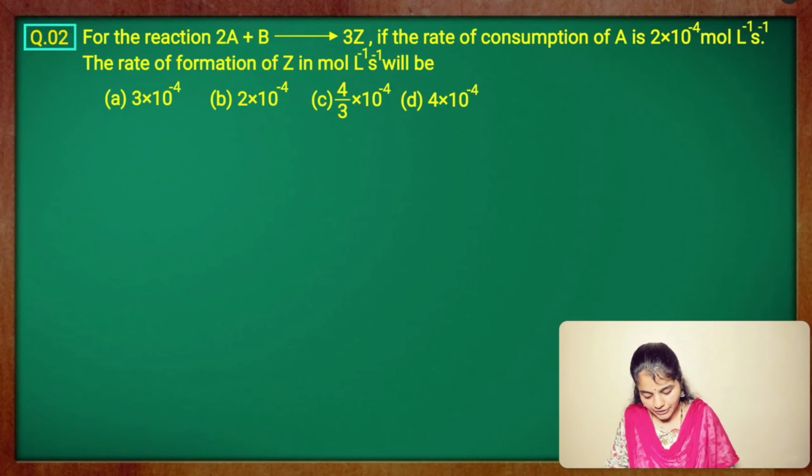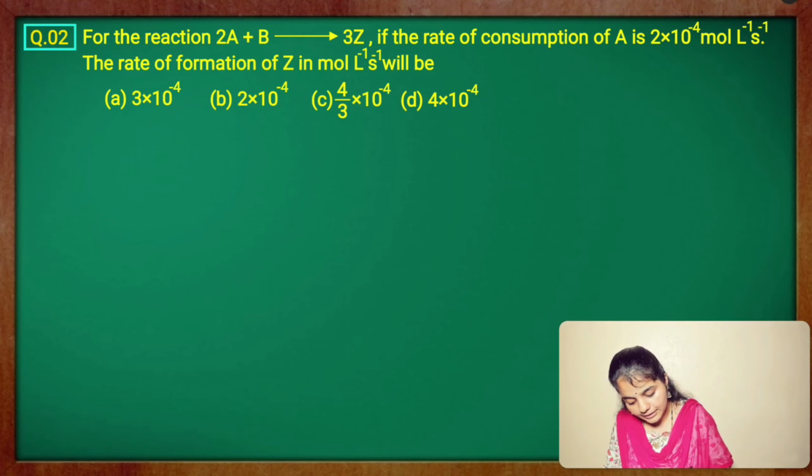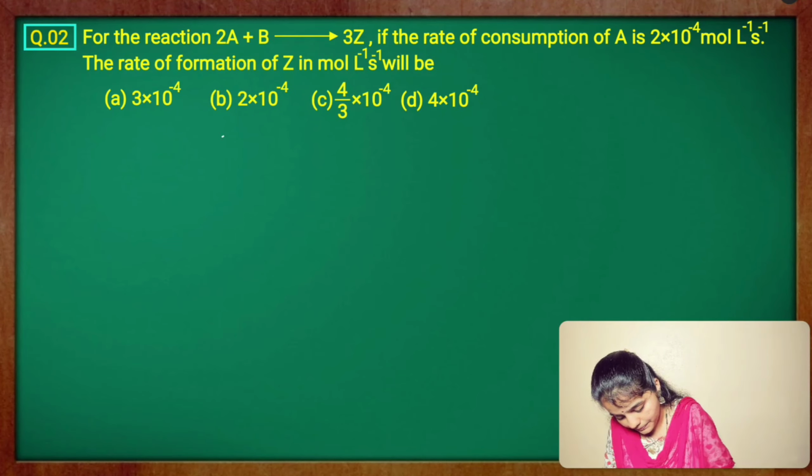The question is, for the reaction 2A plus B giving 3Z, if the rate of consumption of A is 2 into 10 to the power minus 4 mole per liter per second, the rate of formation of Z in mole per liter per second will be: option A, 3 into 10 to the power minus 4; option B, 2 into 10 to the power minus 4; option C, 4 by 3 into 10 to the power minus 4; option D, 4 into 10 raised to minus 4. So they have given us the chemical reaction. It is 2A plus B giving 3Z.